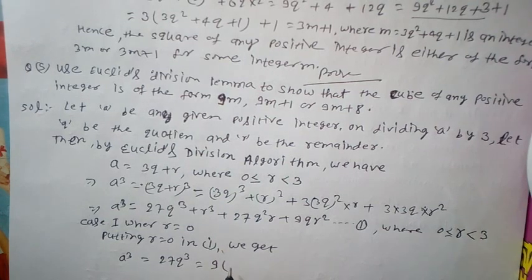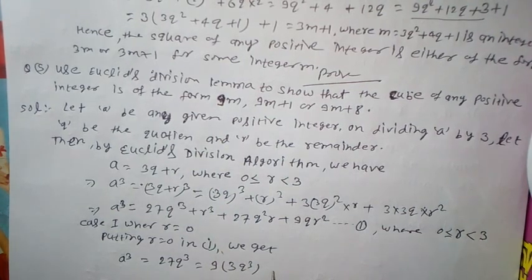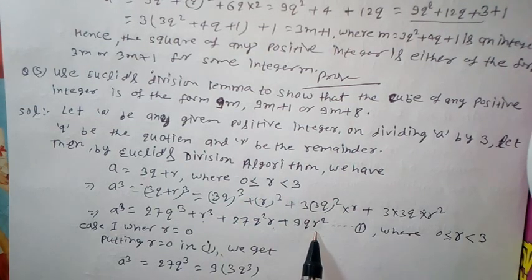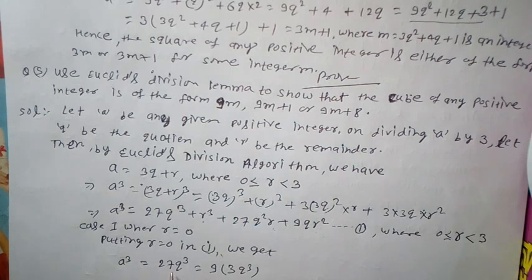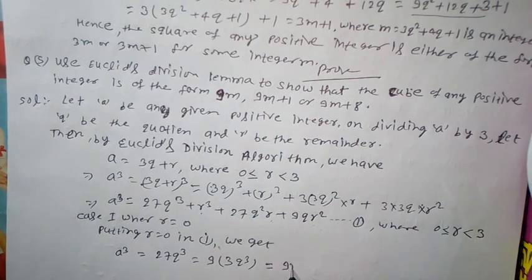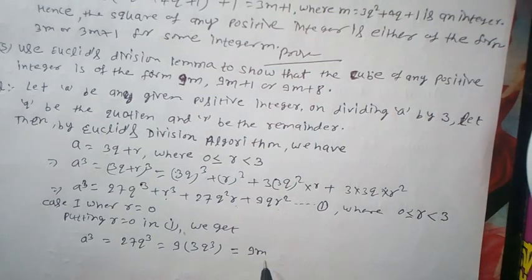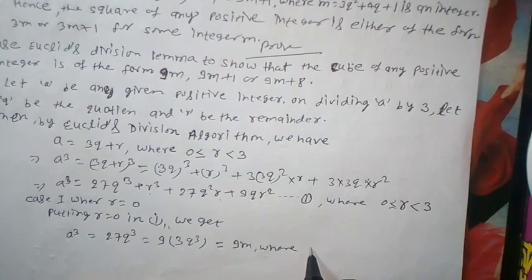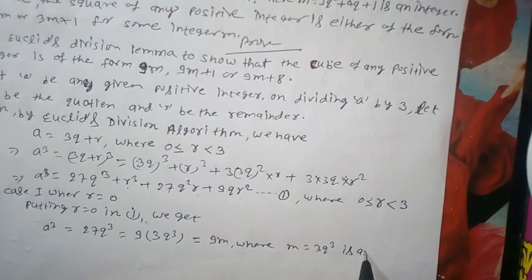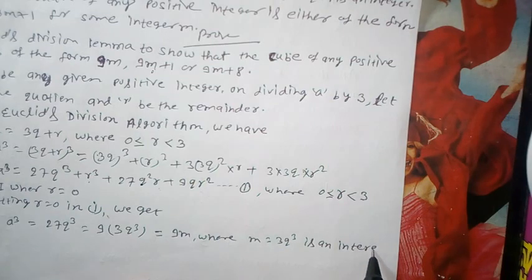We take 9 common, 3 q to the power 3, because when we put the value r equal to 0, this term is also 0 because here is r, and this term is also 0 because this term also has r. So a cube is equal to 27 q to the power 3 is equal to 9 times 3 q to the power 3 is equal to 9m, where m is equal to 3 q to the power 3, an integer.